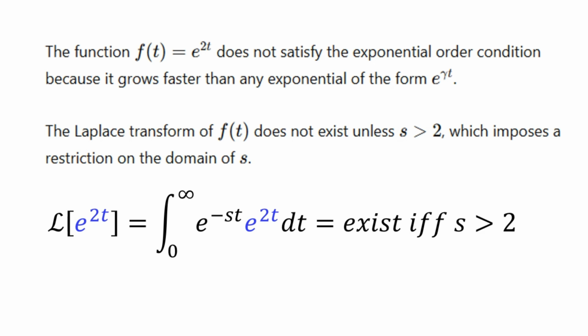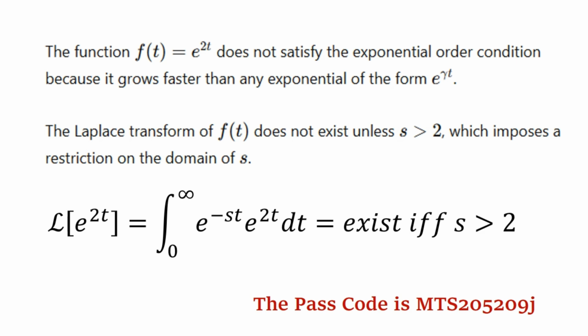So if we are to look at this better, I'll say it this way: the Laplace transform of exponential 2t is equals to the integral from 0 to infinity of exponential minus st multiplied by exponential 2t dt. This will exist if and only if s is greater than 2. But if x is less than 2, the Laplace transform does not exist because the integral will diverge.